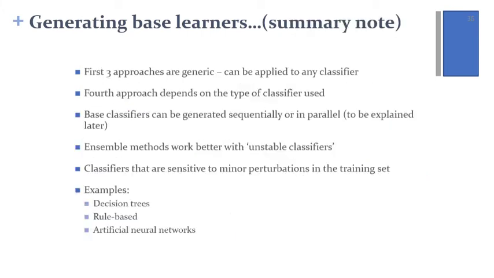In summary, we said the first 3 approaches are generic. Generic in the sense that we can apply them to any classifier. That is, manipulating the data set by resampling, manipulating the input feature by using different portions of input features, or trying to manipulate the class label itself. And I already explained the conditions where we need to do each of them. Now, these 3 can be used for any ensemble building or for any classifier. However, the 4th approach depends on the type of classifier used.